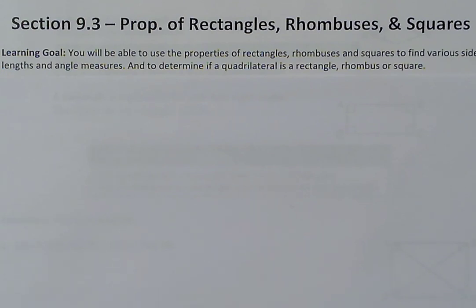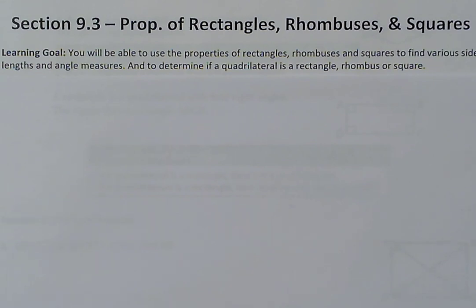For today's lesson, we are going to take a look at section 9.3, which is going to look at properties of rectangles, rhombuses, and squares. We're going to continue our look at quadrilaterals, four-sided shapes. 9.1 and 9.2 dealt with parallelograms, where opposite sides are parallel, opposite sides and angles are congruent, and diagonals bisect each other. So we talked about parallelograms. Today we're going to talk about three different types of quadrilaterals: rectangles, rhombuses, and squares.